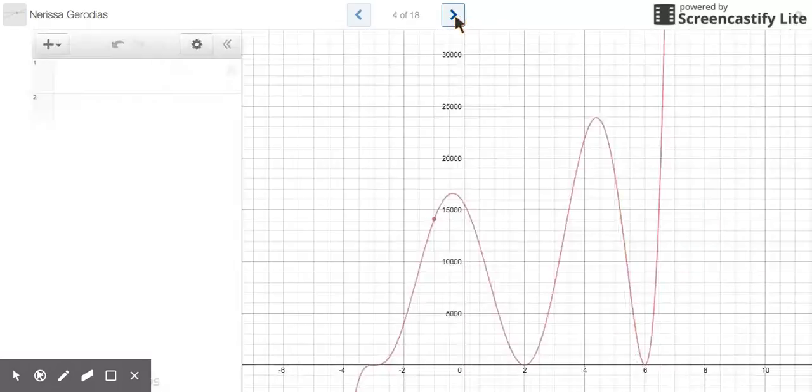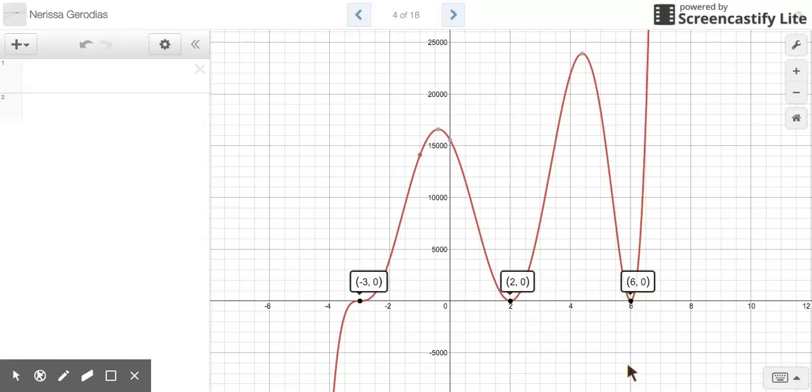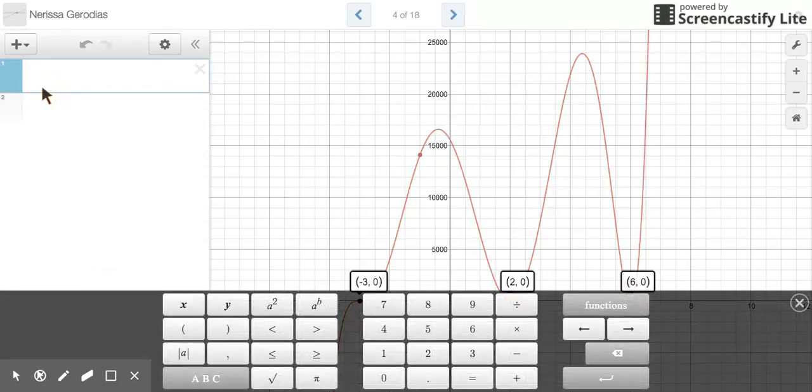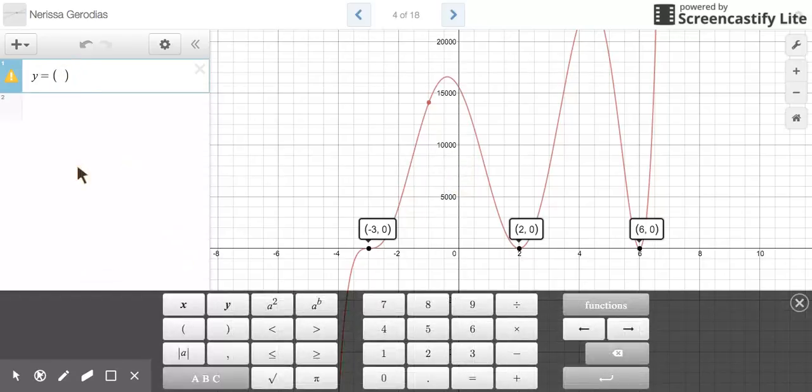So now let's go to another equation or another graph. Let's find the equation for this. So I'm going to find the x-intercepts. Okay. First one is -3, 2 is a zero of the function, and 6 is a zero of the function. So let's write the equation in factored form. So I'm going to put here y equals parentheses. Okay, so I'll put here x plus 3 times x minus 2 times x minus 6.